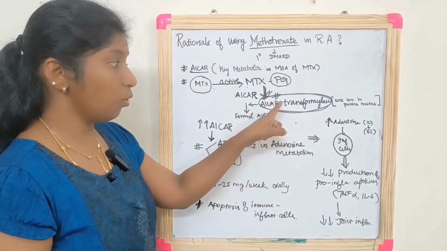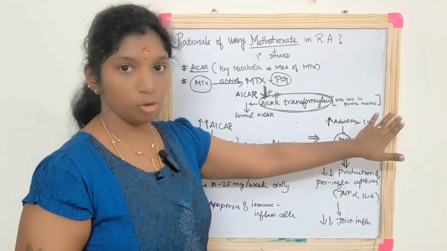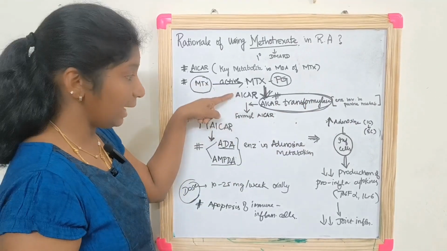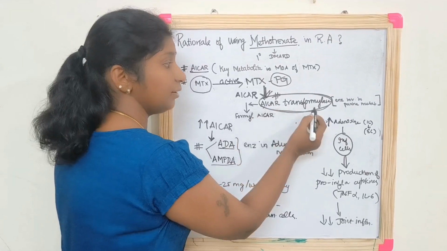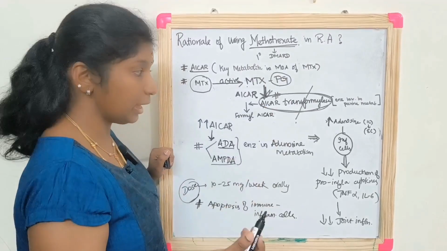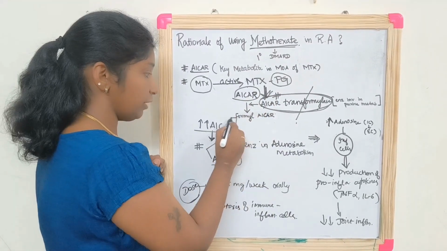For that you need to know what is AICAR transformylase. This is an enzyme which is involved in purine metabolism, and its function is to metabolize AICAR to formyl AICAR. So when this AICAR transformylase is inhibited by giving methotrexate, what happens? AICAR will be increased, so there is accumulation of AICAR.